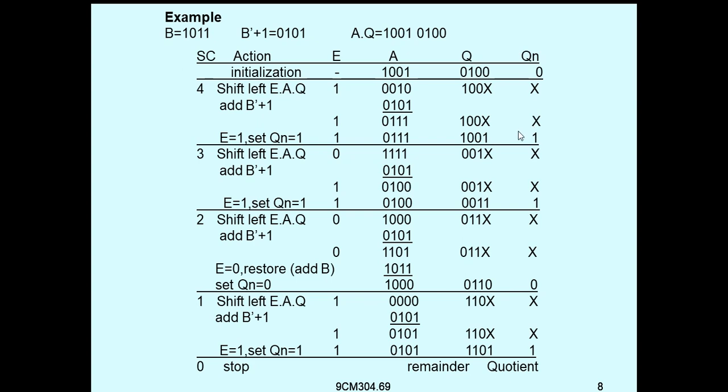So after subtraction of the numbers, we get a value, and based on that we set the Qn value. So Qn is 1, and once again we decrement the sequential counter value. So this is initially 4 and becomes 3, and shift left EAQ. So once again this is the EAQ, and this 0 comes here, and triple 1, and this one comes here, and then 0 0, and then 1.